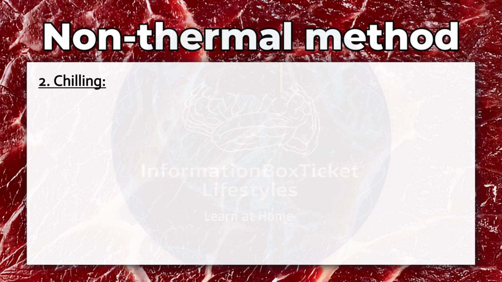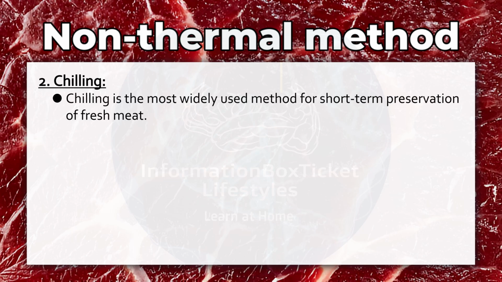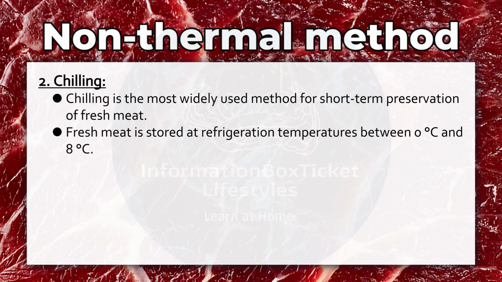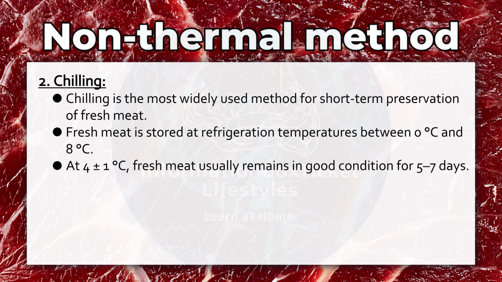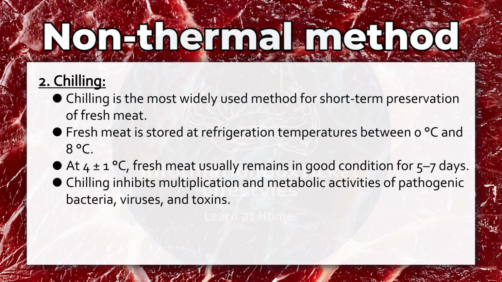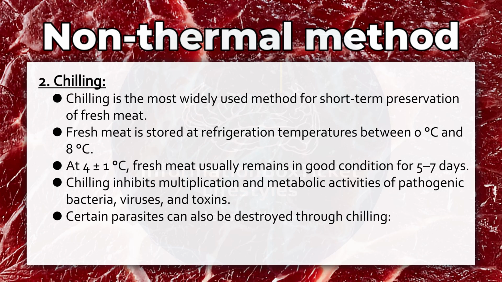Second, chilling. Chilling is the most widely used method for short-term preservation of fresh meat. Fresh meat is stored at refrigeration temperatures between 0 degrees Celsius and 8 degrees Celsius. At 4 degrees Celsius plus or minus 1 degree Celsius, fresh meat usually remains in good condition for 5 to 7 days. Chilling inhibits multiplication and metabolic activities of pathogenic bacteria, viruses, and toxins. Certain parasites can also be destroyed through chilling.